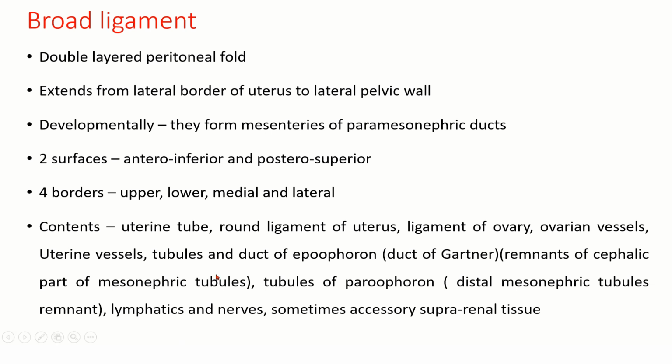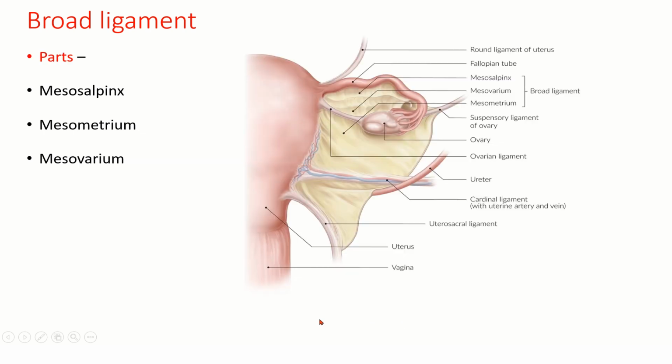The contents of the broad ligament are uterine tubes, round ligament of uterus, ligament of ovary, ovarian vessels, uterine vessels, tubules and duct of epoophoron. These form the duct of Gartner, and these are the remnants of the cephalic part of the mesonephric tubules, and tubules of paroophoron. So these are distal mesonephric tubule remnants, and then lymphatics and nerves, sometimes accessory suprarenal tissue.